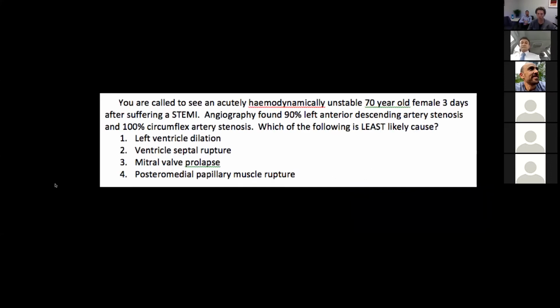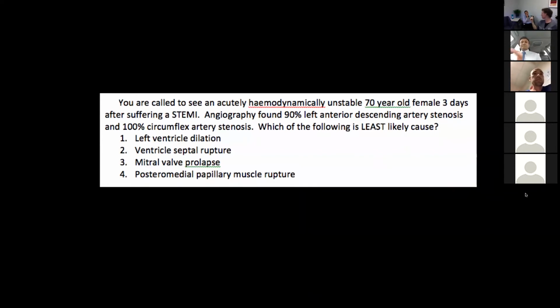All right, so you're called to see an acutely hemodynamically unstable 70-year-old 3 days after suffering a STEMI. Angio found 90% LAD artery stenosis and 100% circ artery stenosis. Which of the following is least likely? LV dilation, VSD, mitral valve prolapse, posteromedial PAP muscle rupture. Who wants to have a crack at that?